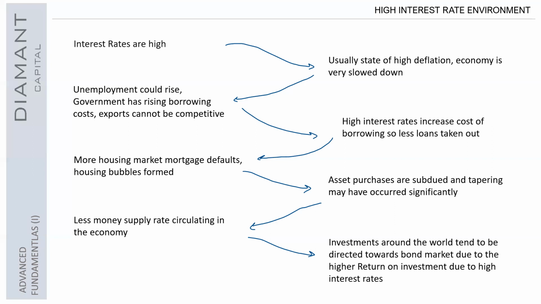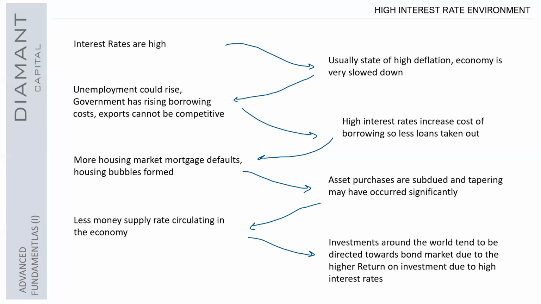Then you've got government has rising borrowing costs. So if you remember the fact, with the bond market and everywhere that the government actually borrows their money, they're going to have higher rates of interest, so they're not going to be able to borrow as much, therefore less economic activity. Another thing as well, exports cannot be as competitive. So this is really going back to the first stage that we talked about in our fundamental section, where you get higher amounts of deflation, exports can't be as competitive globally.